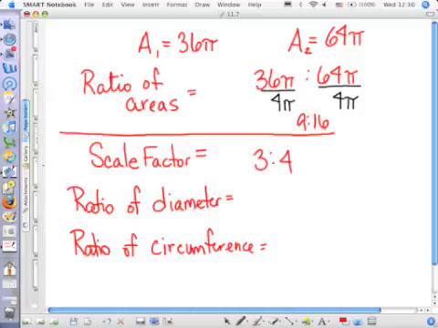Which means if the scale factor is 3 to 4, then the diameters are 3 to 4, the circumferences are 3 to 4, the radii are 3 to 4. They're all 3 to 4 except for area. Exactly. Everything's the same except for the area. Area is the only thing that's different.